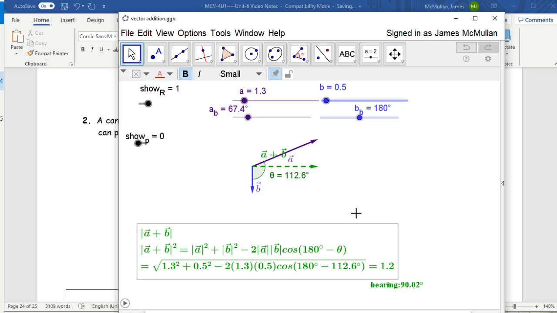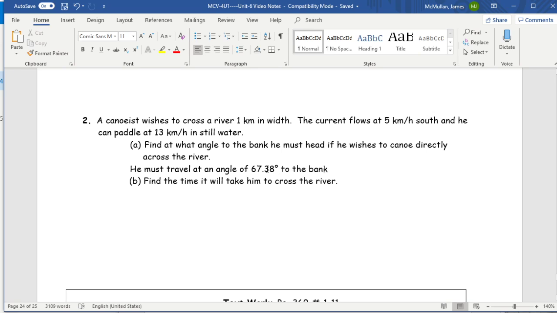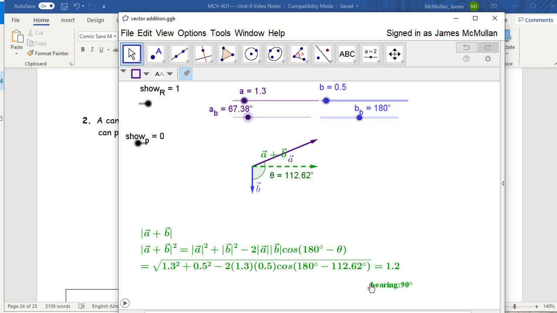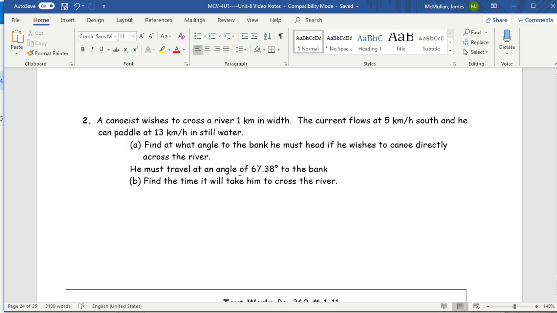Okay, and again, 67.4 is what I said here, but 67.38 is probably more accurate. Let's change it to bearing is 67 point. Right, and now it's pretty perfect within 2 decimals anyway. So he must travel at an angle of 67.38 relative to the bank.